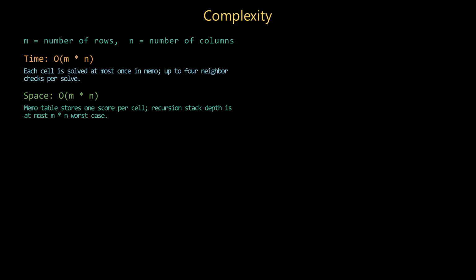Let M be the number of rows and N the number of columns in the matrix. Time is O of M times N. Memoization ensures each cell is evaluated at most once, with up to 4 neighbor checks per evaluation. Space is O of M times N for the memo table, plus up to O of M times N for the recursion call stack in the worst case.